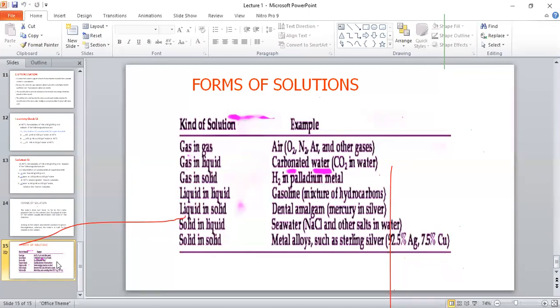We have solid in solid, metal alloys, like the example I gave you before of gold. You have the nickel, which is of lower percentage, and gold that is of higher percentage. And so gold is the solvent, and this is another example here that is given to you. So this is what we have for you today.